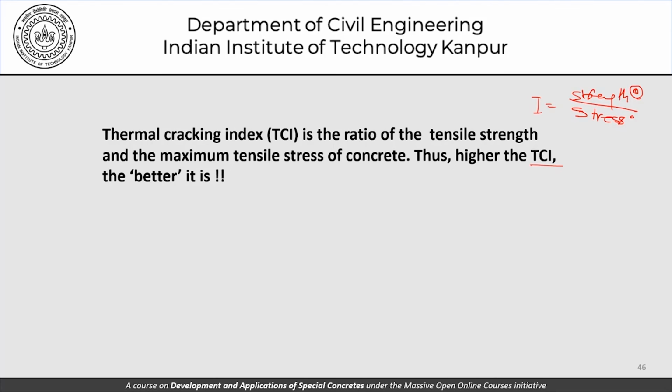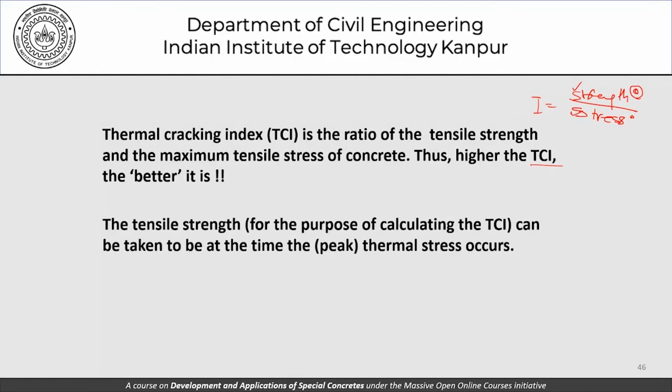Remember that strength development and stress development, even though they are related, are reasonably independent phenomena. Strength develops on account of hydration, and stresses are a complex discussion, as we have been doing, relating to temperature rise, temperature fall, conduction of heat, dissipation of heat, and so on. The tensile strength for the purpose of calculating the TCI can be taken to be at the time of the peak thermal stress, and therefore concepts like the characteristic compressive strength and the characteristic tensile strength or any such relationship, that will not really help.